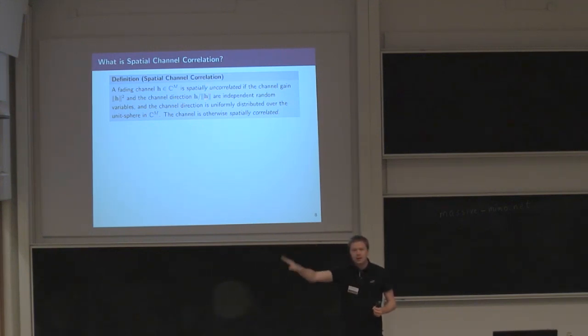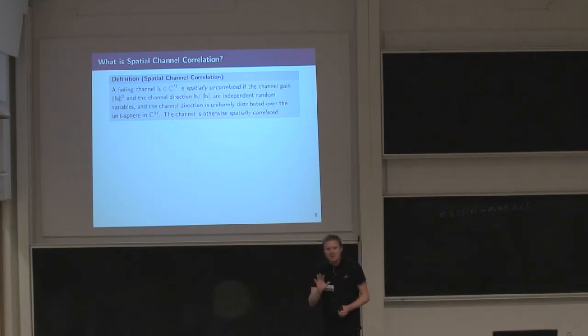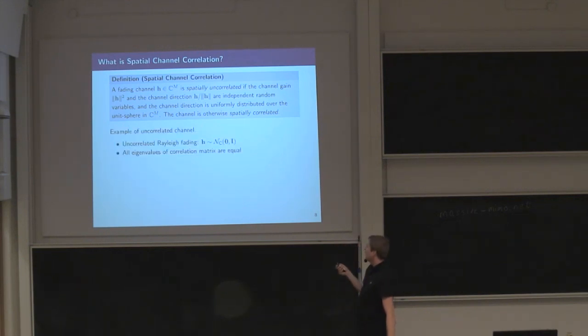So it's anything being on a unit sphere, in this case in some kind of complex m-dimensional space. But anyway, if all directions are equally distributed, equally likely, then we say that the channel is spatially uncorrelated. Otherwise, the channel is spatially correlated. And the point here is that there are very detailed requirements you need in order for this to actually be an uncorrelated vector.